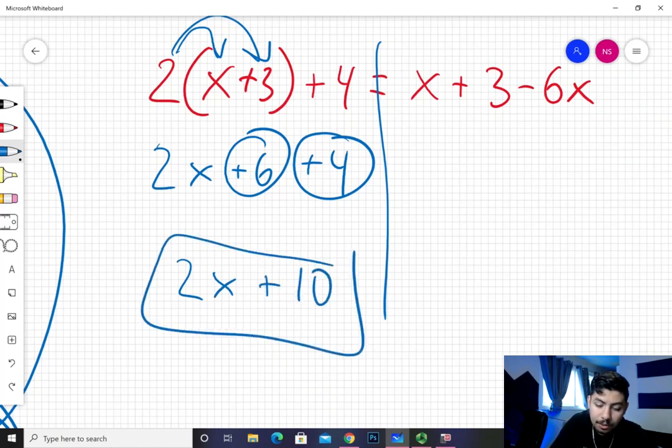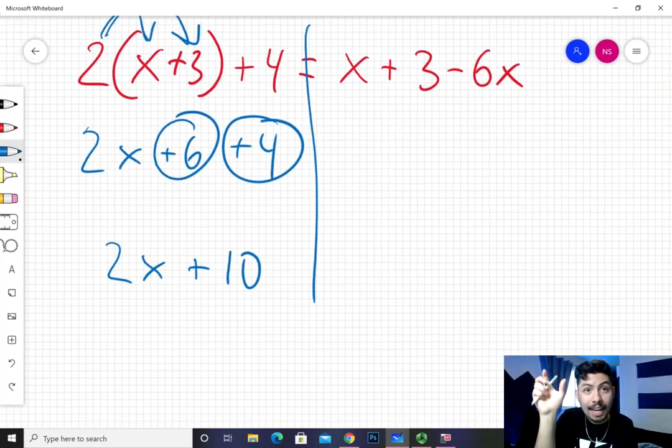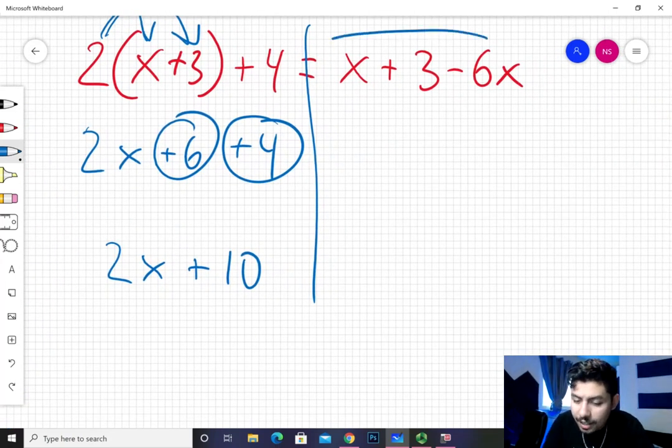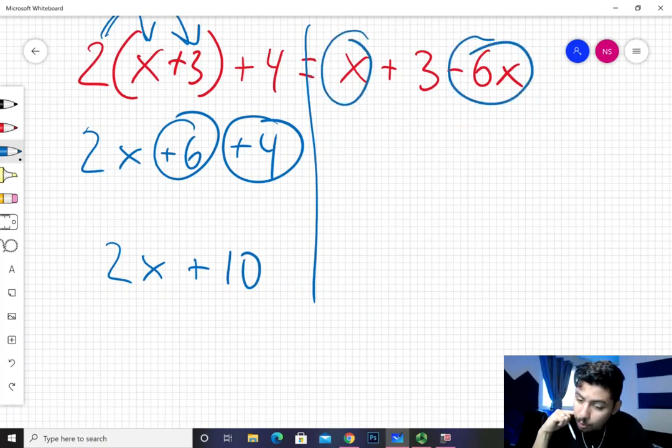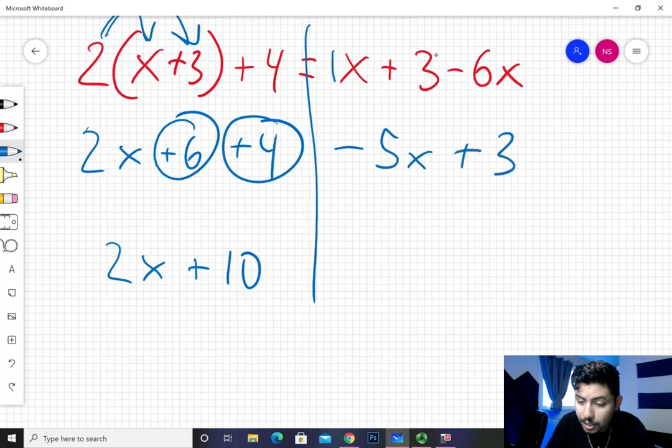Is there anything else I can do in side A? No. So I move on to side B and I simplify side B. Is there anything I can do in side B? Let's see. Yes, I see combine like terms again. I see 2 like terms that want to be combined. So what do we end up getting here? Well, this one's a 1x minus 6x. That ends up giving me negative 5x plus 3 because I bring down the plus 3, right?